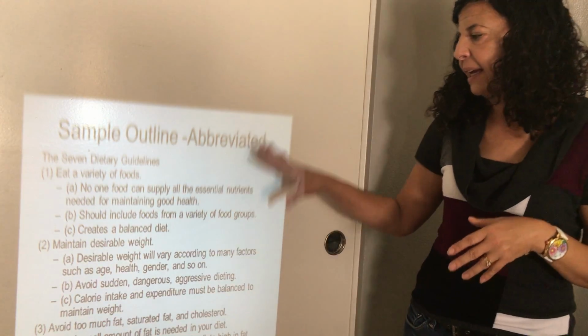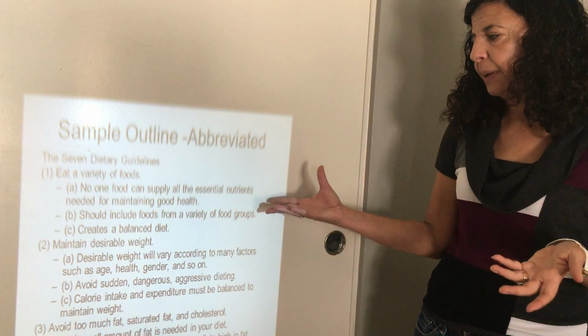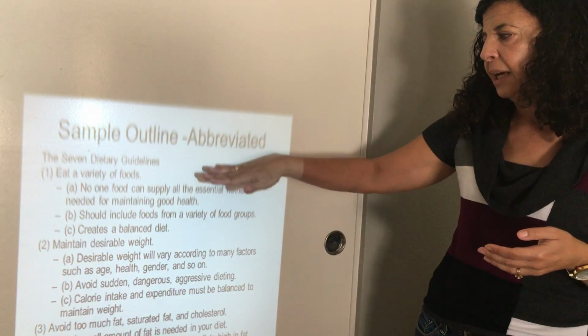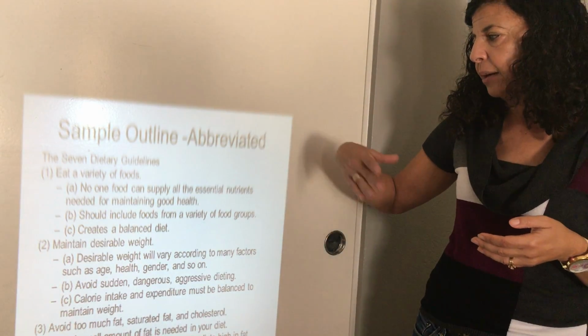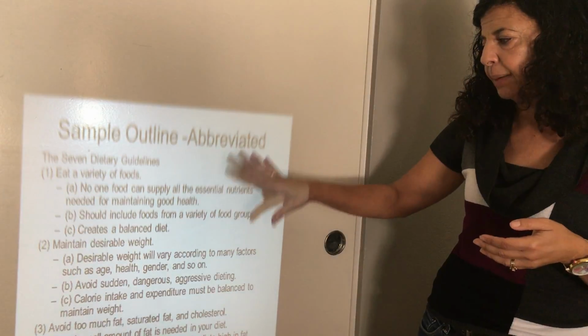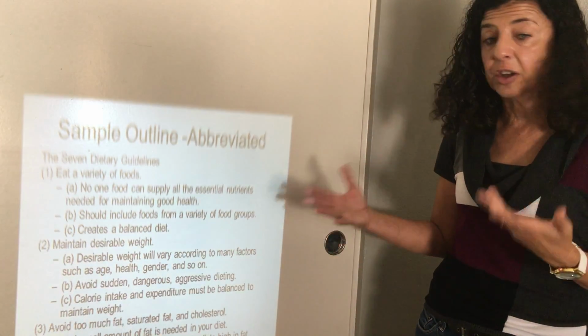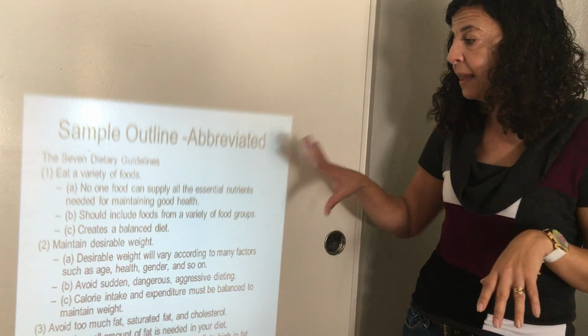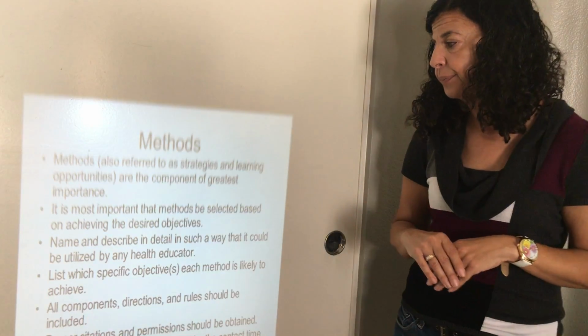So here's a sample outline that could be abbreviated. You see your main headers and then what all the subtopics are that you'll be presenting in this particular intervention.